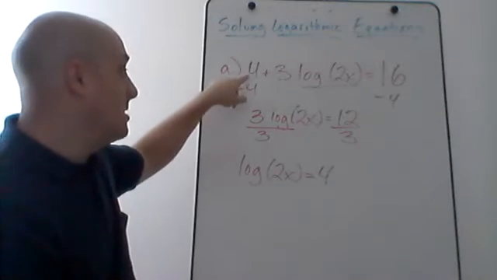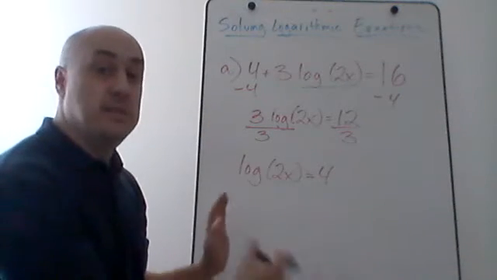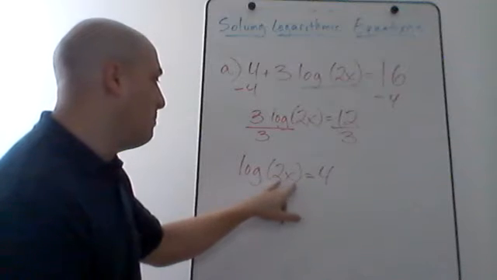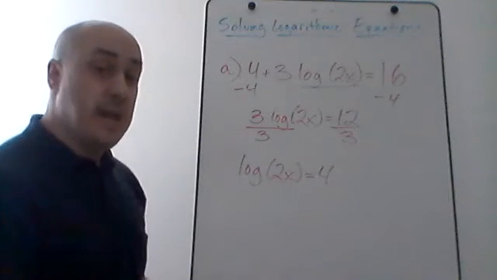If you have anything else here, numbers being added or subtracted or multiplied by that log, those need to be moved aside before you're ready to proceed to step 2. So: log of parentheses equals a number. I'm ready for step 2, which is switching to exponential form.